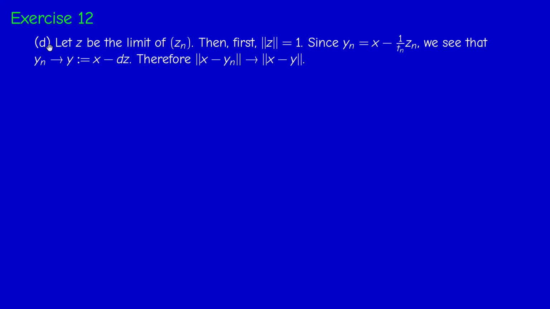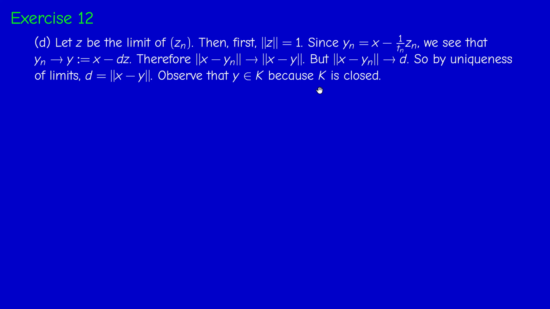So therefore, if Yn converges to y, then by continuity of the norm, the norm of x minus Yn converges to the norm of x minus y, but the norm of x minus Yn converges to d by construction. Therefore, by uniqueness of limits, d is equal to the norm of x minus y. And of course, y belongs to K because K is closed. Because Yn is a sequence in K, so the limit must be in K. So this proves the existence part.